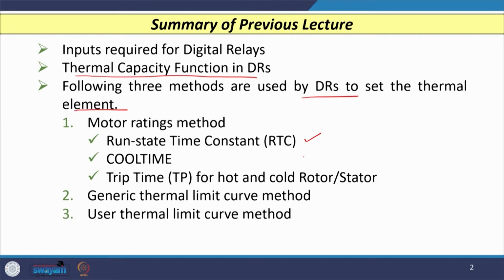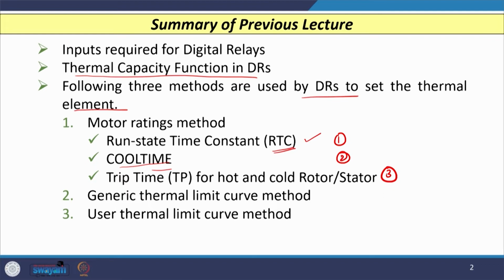Now, when we use the motor rating method, we have discussed that we have to calculate three things. First, the run state time constant, known as RTC. Second, the cool time, and third, the trip time for hot and cold rotor and stator. So, these three things we need to calculate when we talk about the motor rating method.